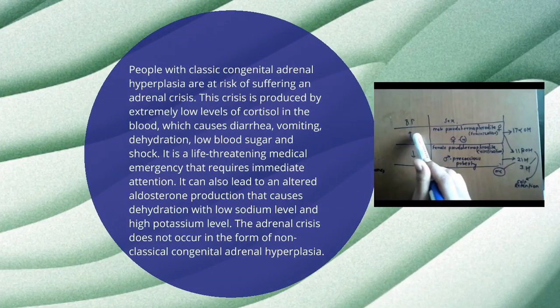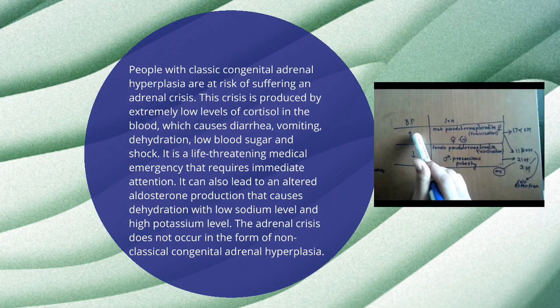Conclusions. People with classic congenital adrenal hyperplasia are at risk of severe illness and adrenal crisis. The crisis is produced by extremely low levels of cortisol in the blood, which causes diarrhea, vomiting, dehydration, low blood sugar, and shock. It is a life-threatening medical emergency that requires immediate attention.